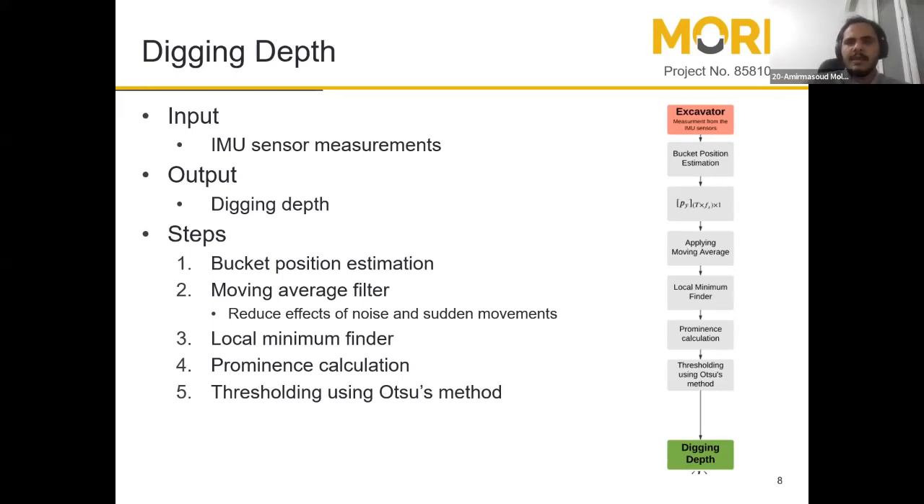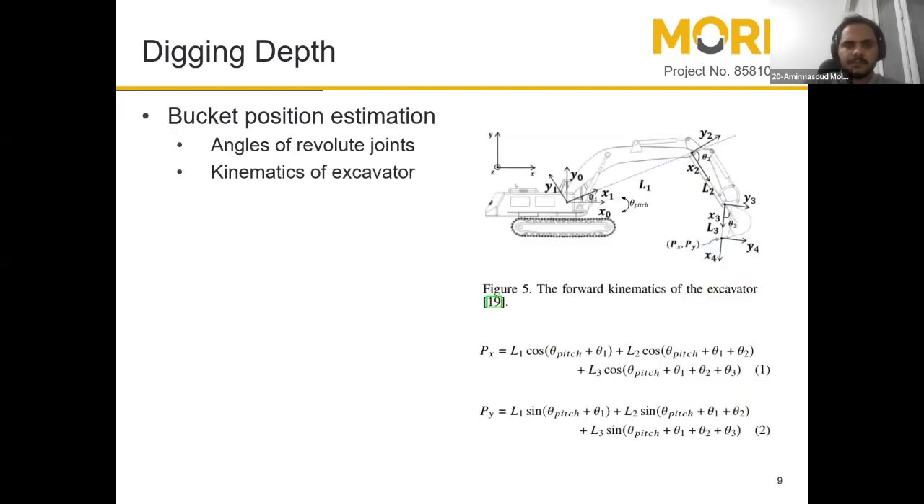After that, it is very similar to the swing angle estimation. We use a local minimum finder. Definitely, not all possible local minimum points are representative of the digging depth of the operation. We use the prominence value and a thresholding method to detect the correct points. And finally, we have the correct digging depth.